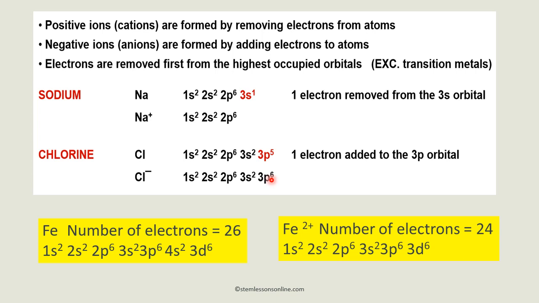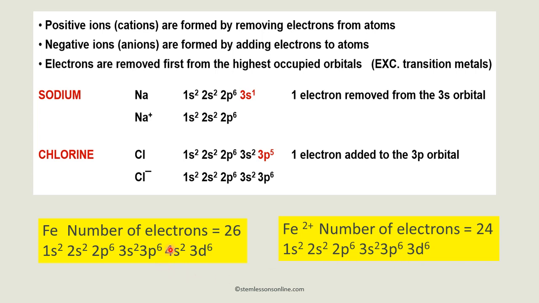And now for the transition metals, let me give you an example of iron. For iron, the atomic number is 26. There are 26 electrons. So when you write the configuration, you will get 1s2, 2s2, 2p6, 3s2, 3p6, and then 4s2 and 3d6. And now when you write the Fe2+ ion, as you know, we have to remove 2 electrons. So 26 minus 2 will be 24. So how do we write that one? For 24 electrons, 1s2, 2s2, 2p6, 3s2, 3p6 and 3d6.